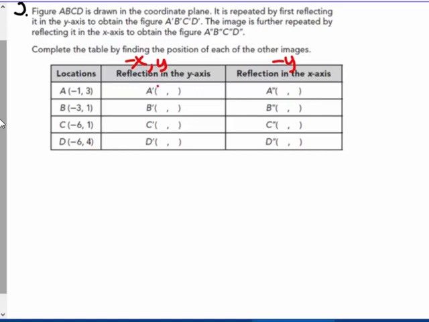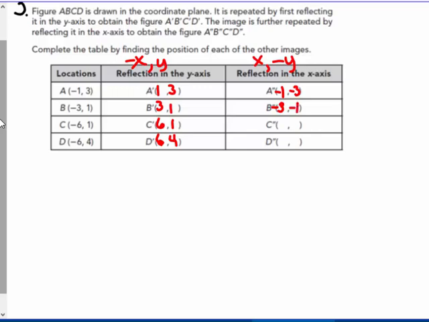So the opposite of negative 1 is 1 and 3 remains. The opposite of negative 3 is 3 and the 1 remains. The opposite of negative 6 is 6 and the 1 remains. The opposite of negative 6 is 6 and the 4 remains constant. Going over the x-axis, our x remains the same, and our y value becomes its opposite. So we have negative 1, and the 3 becomes negative 3, its opposite. We had negative 3 to start with, and the y becomes its opposite, negative 1.